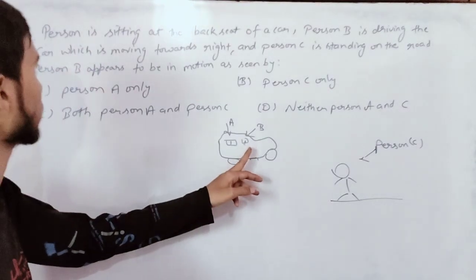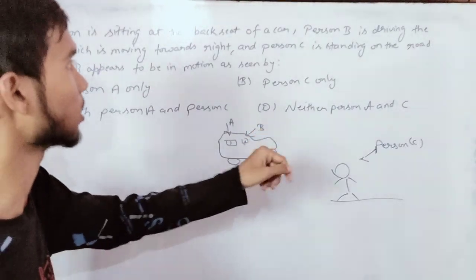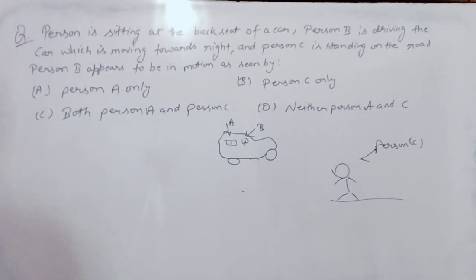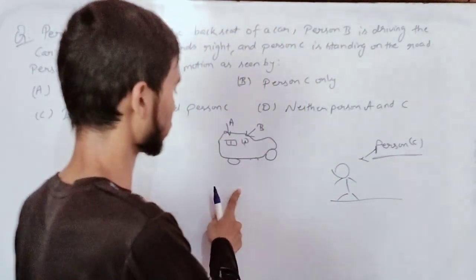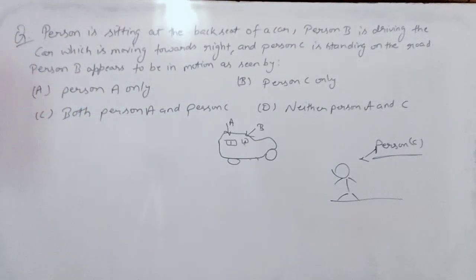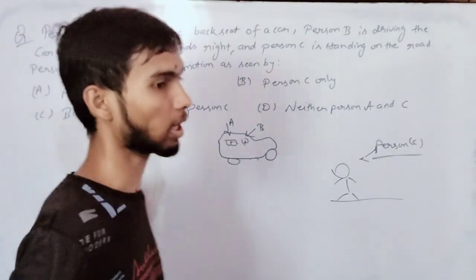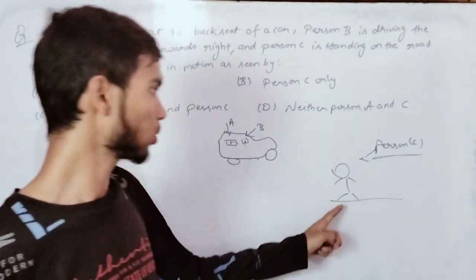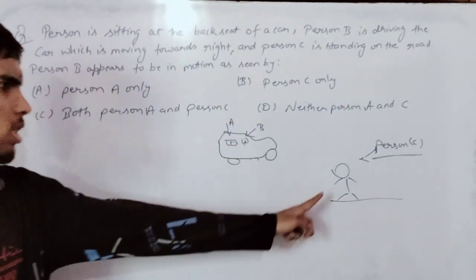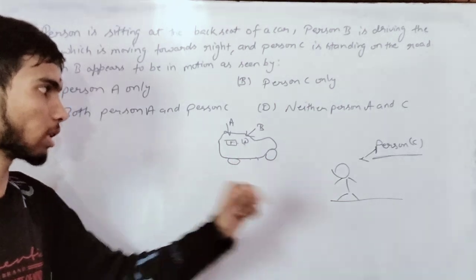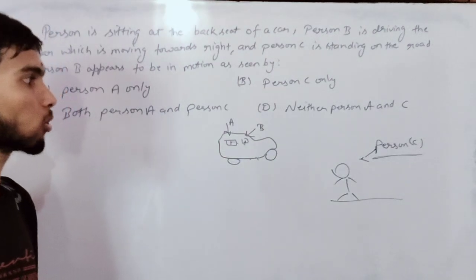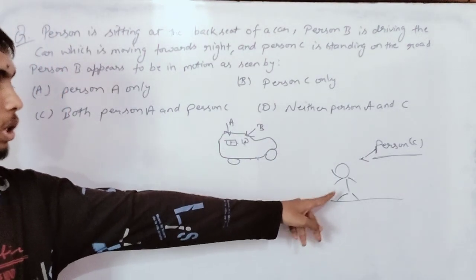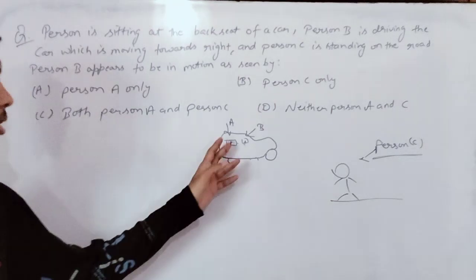Person B appears to be in motion as seen by... So here, who is the observer? The observer is this person C. According to this person, both persons are in motion. Of course, this vehicle is moving, and this person is standing. So both will be in motion according to person C.